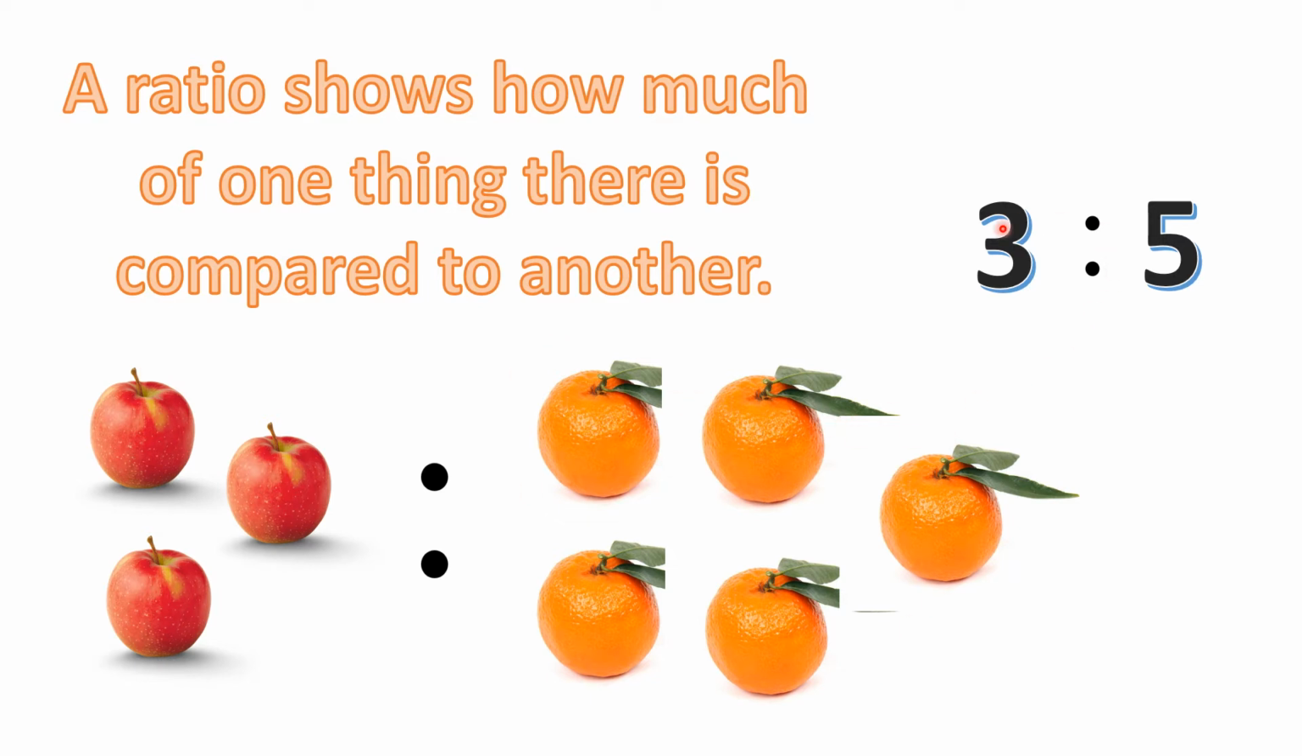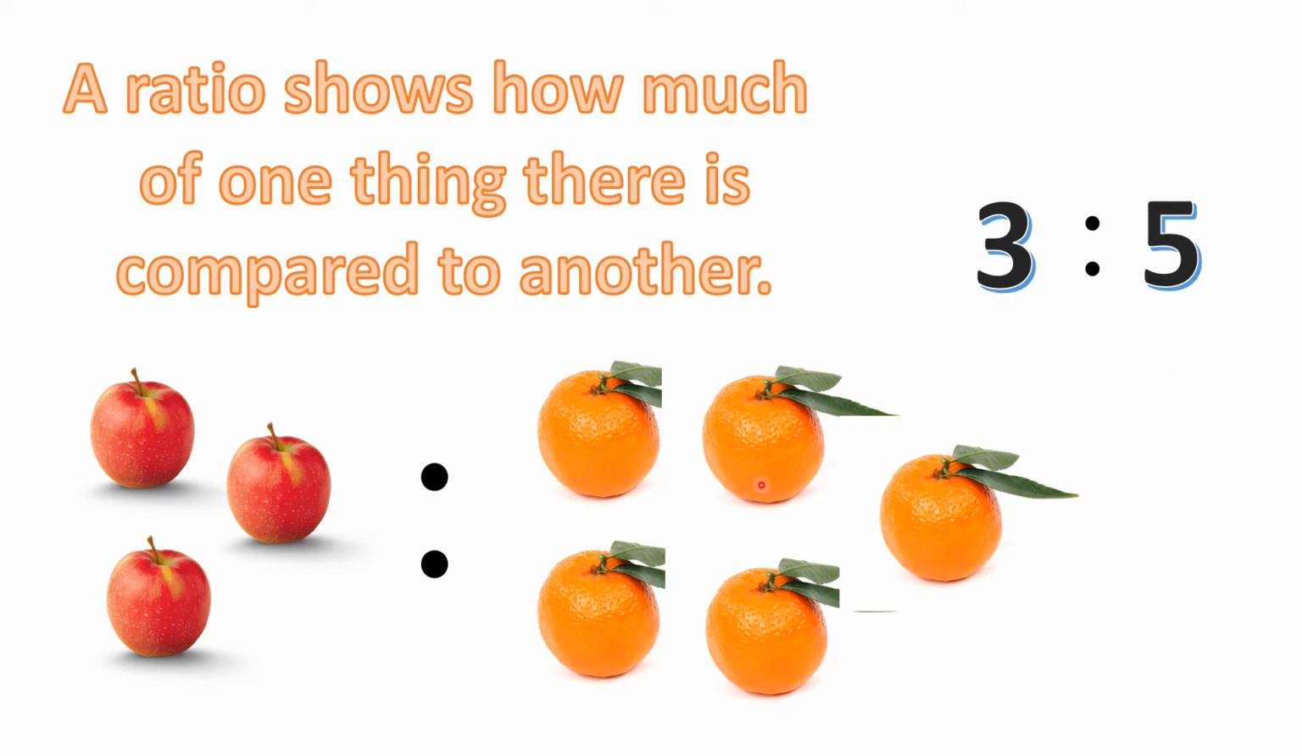And this is how we write ratio. So 3 apples to every 5 oranges would be written like this: 3:5. So you use the colon sign to write ratio. And when you say it, you use the word "to" when you get to the colon. So you'd say 3 to 5.